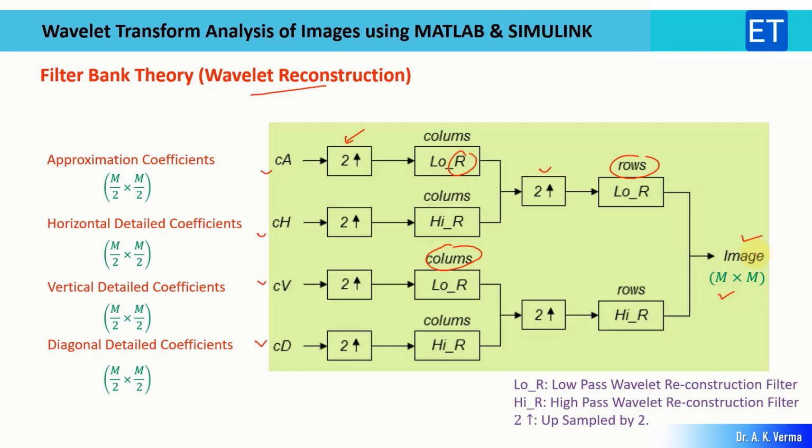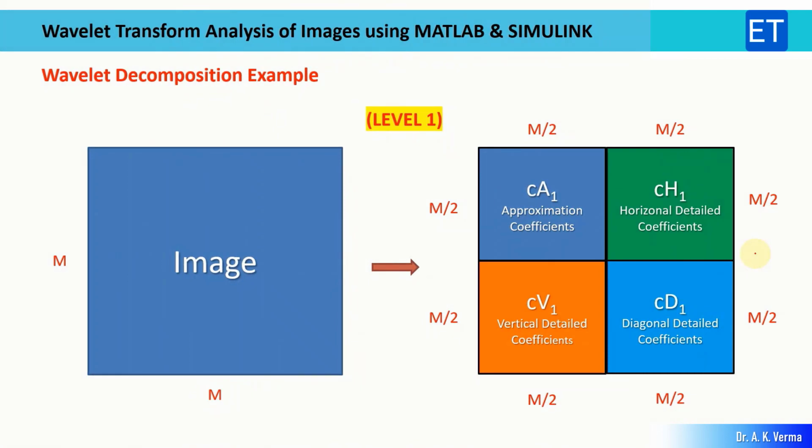So this is your image synthesis, and here you can see with a simple example that this is your image, which is, let's say, of size M by M. After one level of decomposition, you get 4 matrices like this. So this CA1 actually denotes the first level of decomposition. So CA matrix at level 1, and then CH at level 1, which is horizontal detail coefficients, and then vertical detail coefficients, and then diagonal detail coefficients. All these matrices are of size M/2 by M/2.